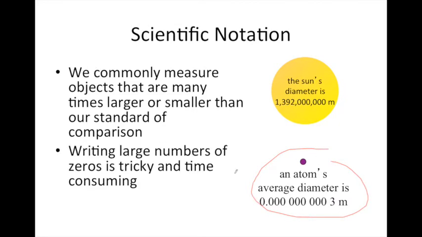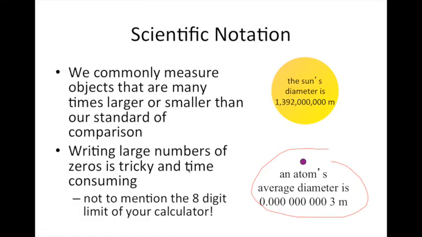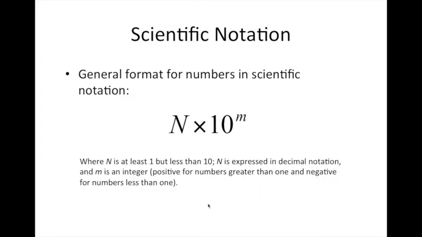Writing these numbers can be very tricky and time-consuming, not to mention that sometimes we can't fit these numbers into our calculator, where we can only hold maybe 8 digits. So we need a more compact way of writing big and small numbers. That more compact way is what we call scientific notation.